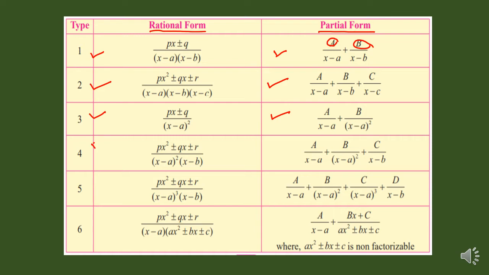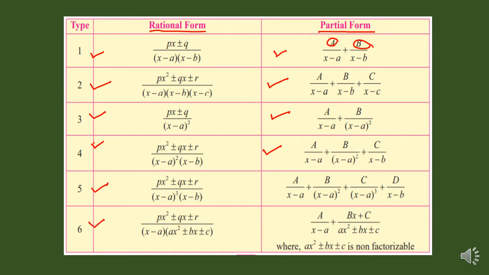The fourth type: if the question is px square plus or minus qx plus or minus r upon (x minus a) the whole square into (x minus b), then we convert it as A upon x minus a plus B upon (x minus a) the whole square plus C upon x minus b. Then you can study the fifth one also. It is in a similar way, where cube terms are given, and also the sixth one.